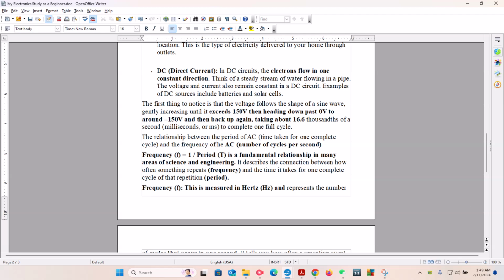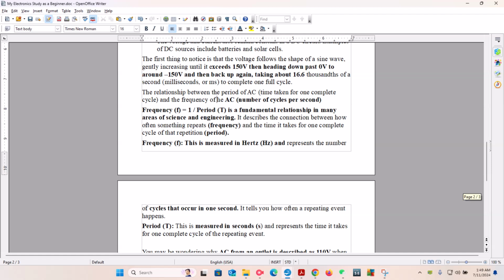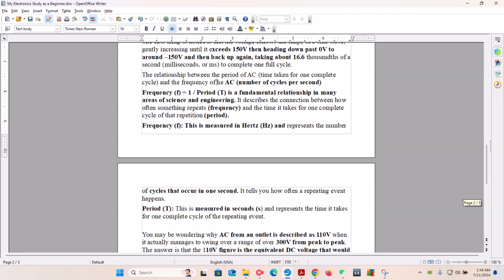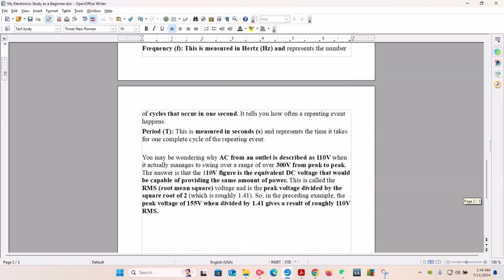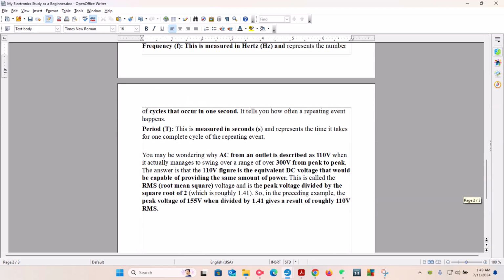Now, like I said, frequency, that's lowercase f, is measured in hertz. This is the unit for frequency, written as capital H lowercase z. It represents the number of cycles that occur in 1 second. It tells you how often a repeating event happens. Now, period, capital T, is measured in seconds. That is lowercase s, not capital S, and it represents the time it takes for one complete cycle of the repeating event.